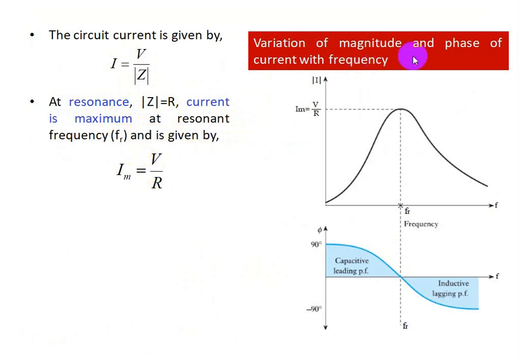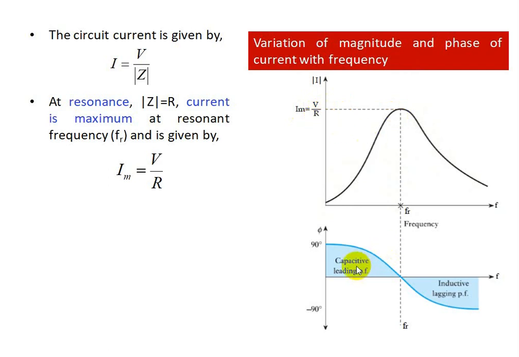The variation of magnitude and phase of current with frequency is shown in this figure. Here you find that the current increases with increase in frequency and becomes maximum at resonant frequency. With further increase in the frequency, the current decreases. The current at this point is called Im, the maximum current, which will be equal to V by R. The current will be limited only by the resistance.